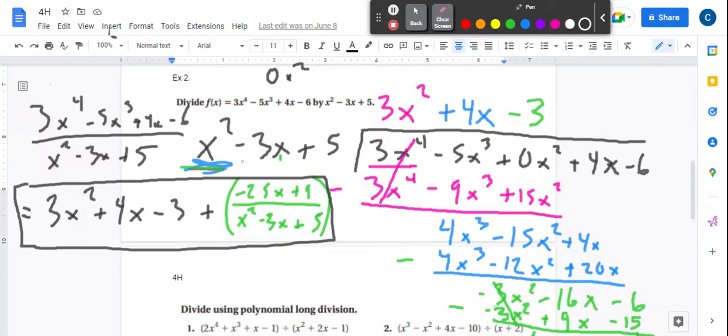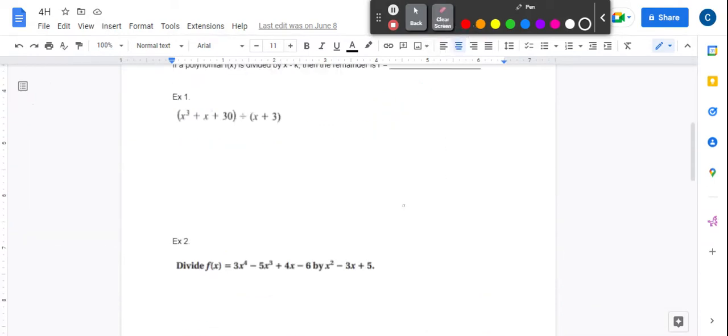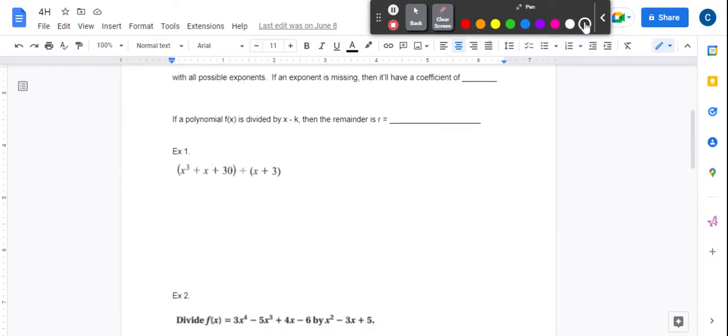Okay, so take a minute, jot that down if you need to. Pause the video if you need to. I'm going to go and do the first example, and then I'm going to go through the notes, and I'll let you guys have at these practice problems down here. This first example is a little bit easier to chew. So we'll do this one now.